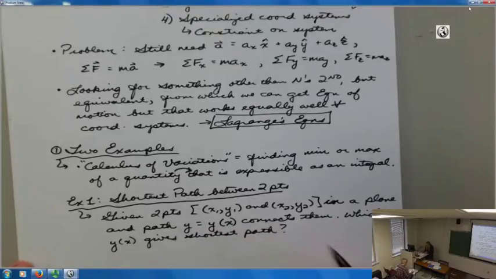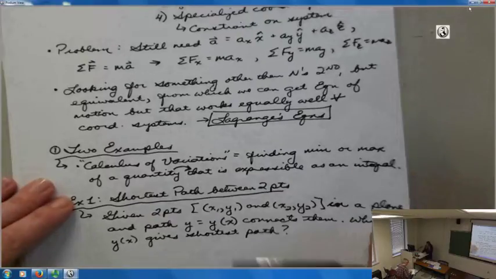Now, that's kind of an easy question, because we know the answer will be a straight line. It will be a linear path, because we are in a Euclidean space. You can imagine that in general relativity, this is not an easy question. But for right now, this is an easy question. All right. So let's go ahead and set up that problem.